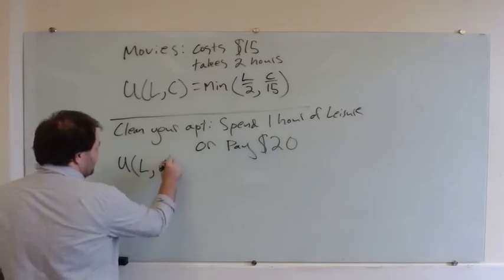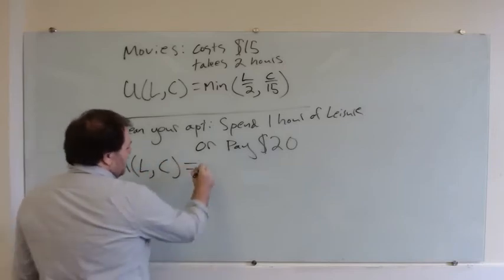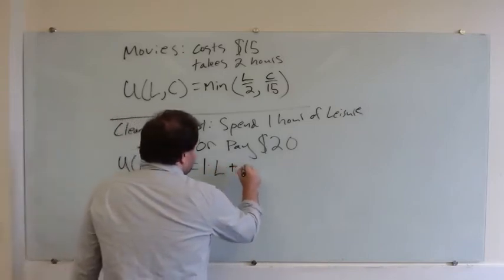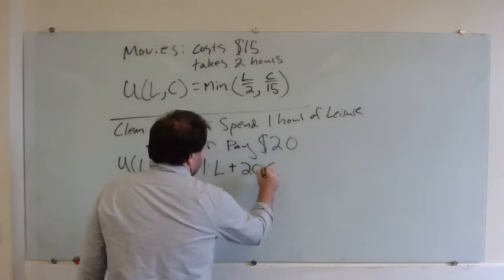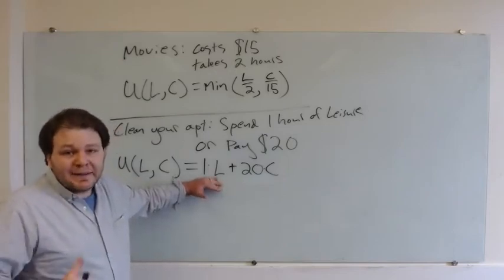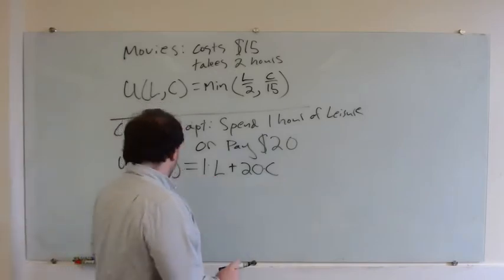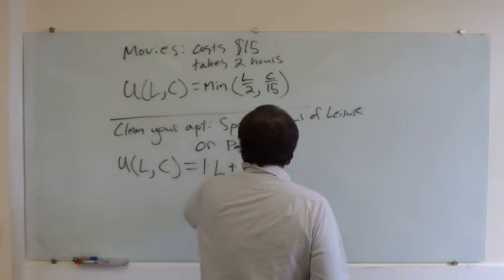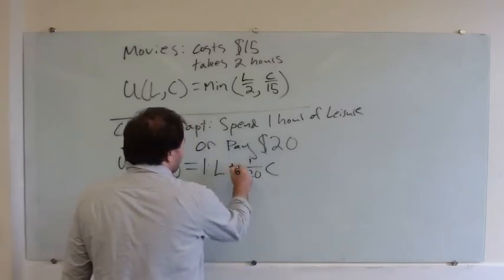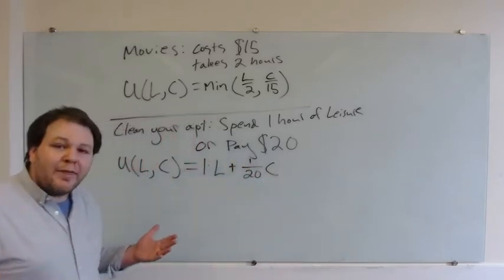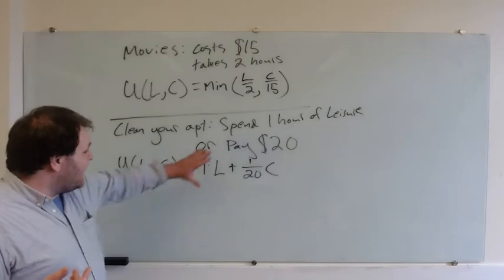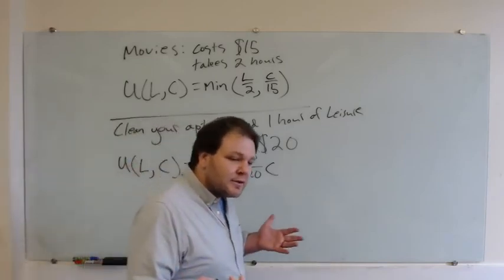your utility of leisure and consumption is going to equal 1 times L, right? 1 hour of leisure gets you a cleaning, plus 1/20th times C. The number of times my apartment can be cleaned is 1 times the number of hours I spend cleaning, plus 1/20th times the number of dollars that I spend. Why 1/20th? Because it takes $20 to get a cleaning. Cool, right? So in this case, I'm going to have preferences over leisure and consumption that are perfect substitutes.